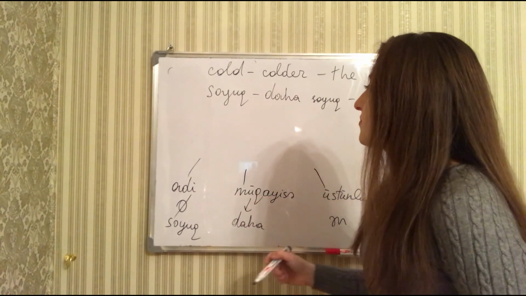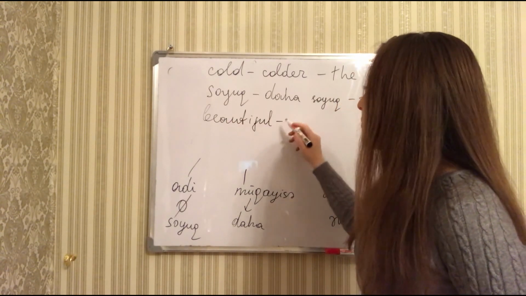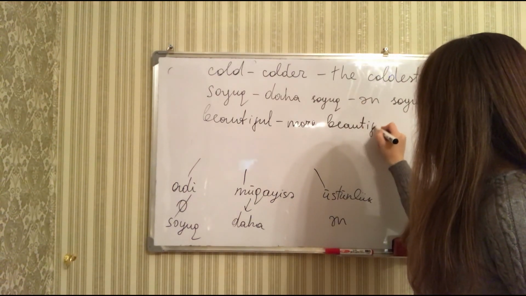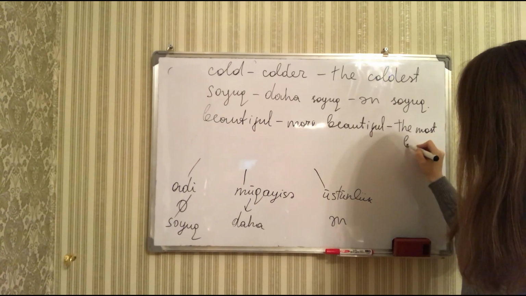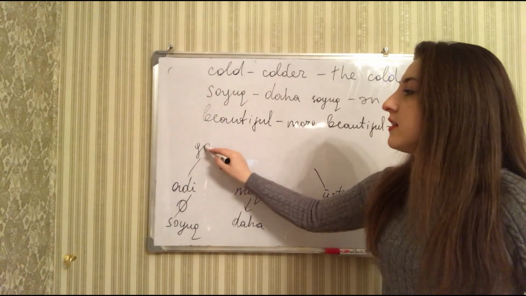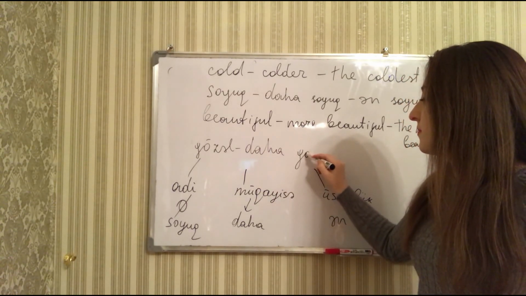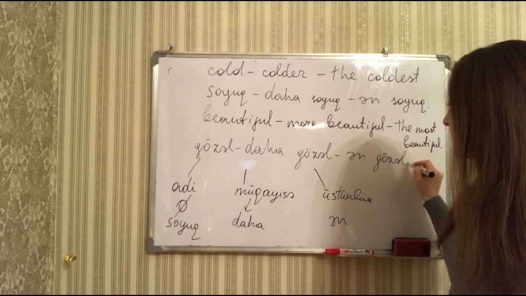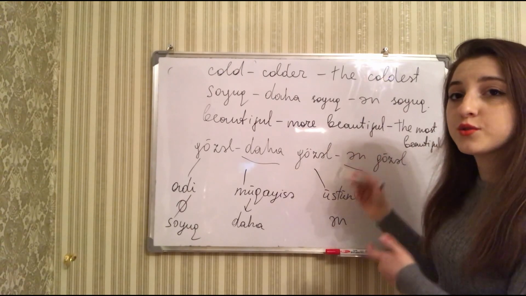Then, for example, beautiful, more beautiful, and the most beautiful. Güzel, daha güzel, en güzel. Okay, daha, en for comparative degree and for superlative degree.